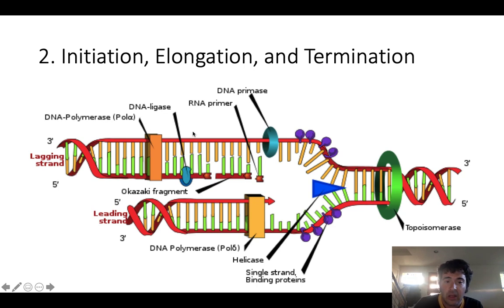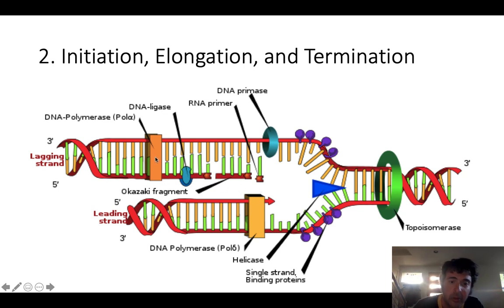And the only way DNA replication can occur is from 5 to 3. So when you look at this strand up top, this is what's called the lagging strand. The lagging strand is made in fragments called Okazaki fragments. And when you look at the direction that the lagging strand is being made, it's actually being synthesized away from the replication fork.